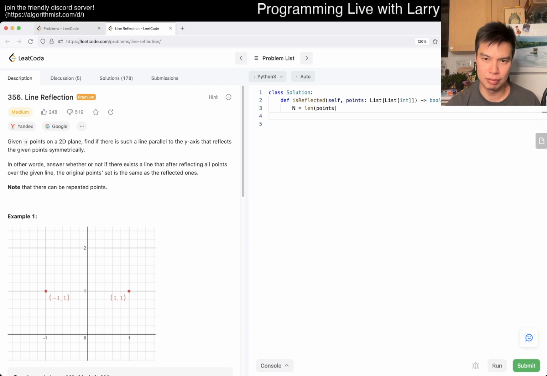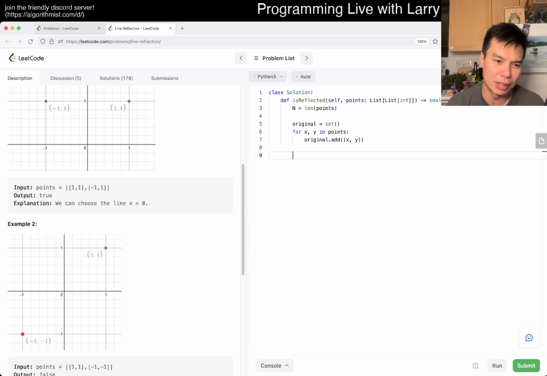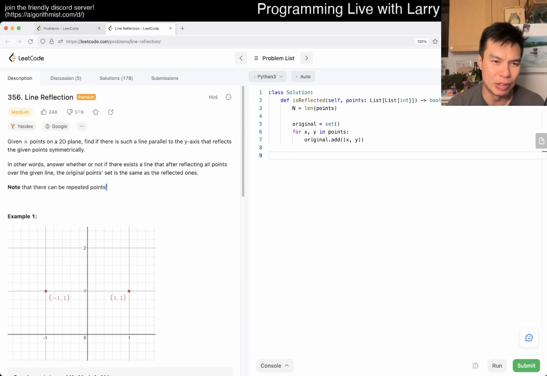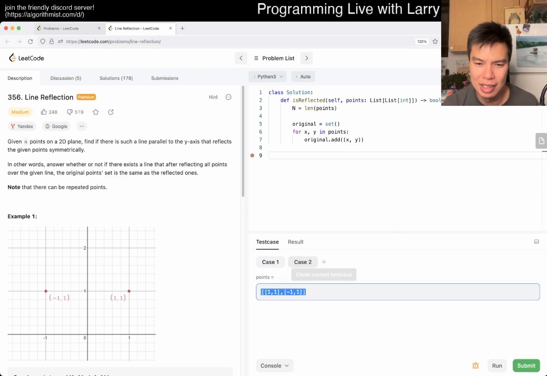So basically, I'm just going to put them in a set. I say that I don't know if we can do this only because I don't know how they expect us to treat repeated points exactly. Wait, let me rephrase this. The original points, exactly the same. So that means that it has to match up. Like if there are two on the left, there have to be two on the right. Is that right? We could test that actually.